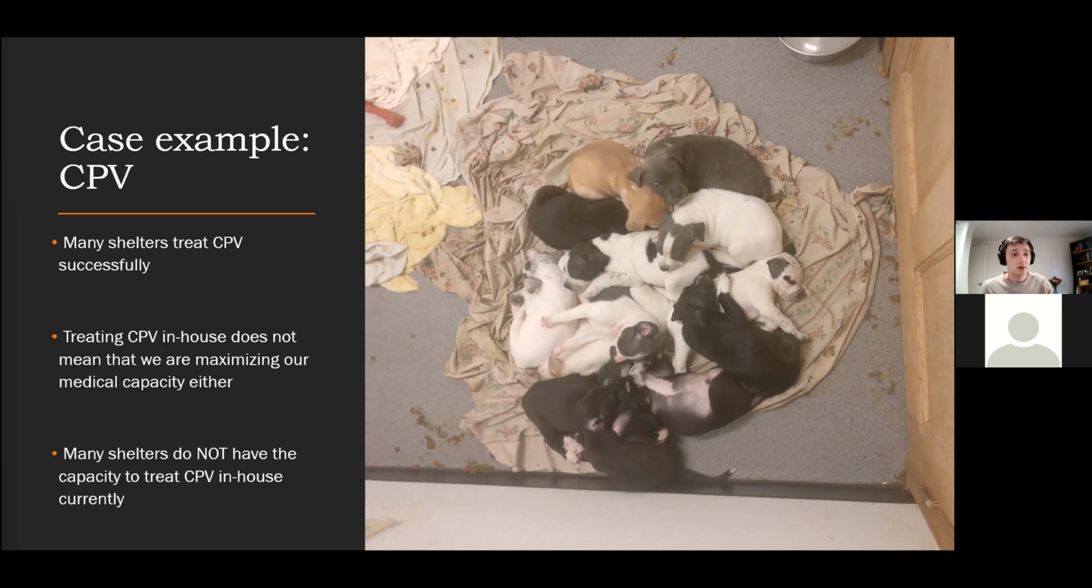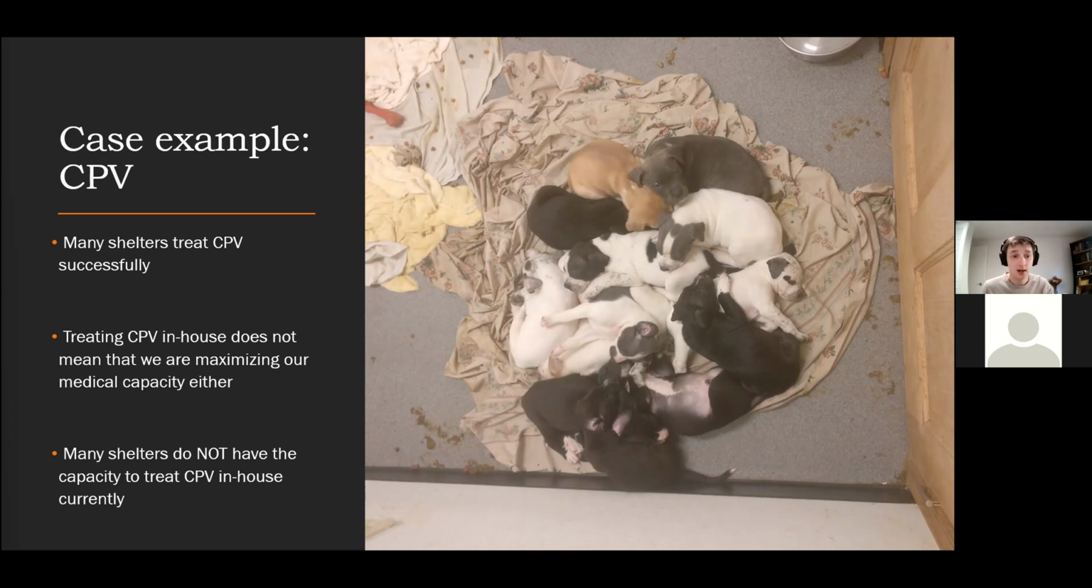What's important to note, though, is that while that is true, another truth is that just treating canine parvovirus in-house does not necessarily mean that we're maximizing our medical capacity either. So comparing yourself and saying, yes, I'm treating them and others aren't, it means I'm doing great, which, yes, it is commendable to treat parvovirus. There could still be other areas where we're lacking. This isn't the barometer of maximizing my potential, because there might be other cases where we're falling short of what we could actually be doing in the shelter.